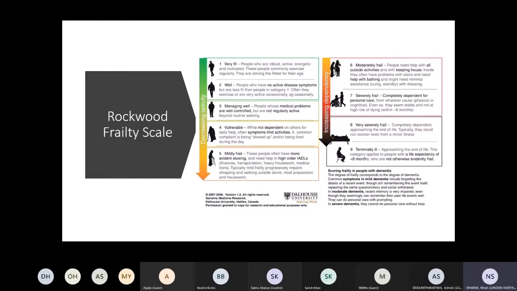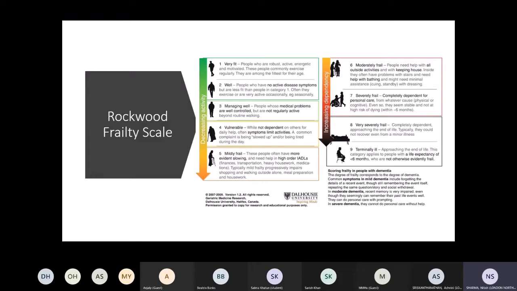These patients completely need help with all their daily activities, and these are more of the bed bound patients. Severely frail would be patients completely dependent for personal care who need help with bathing, washing, eating, drinking, but are not bed bound, and not at risk of dying within the next 6 months. Moderately frail would be patients who don't need help with daily activities like bathing, eating, drinking, but would need help with activities like cleaning, shopping, or getting groceries.